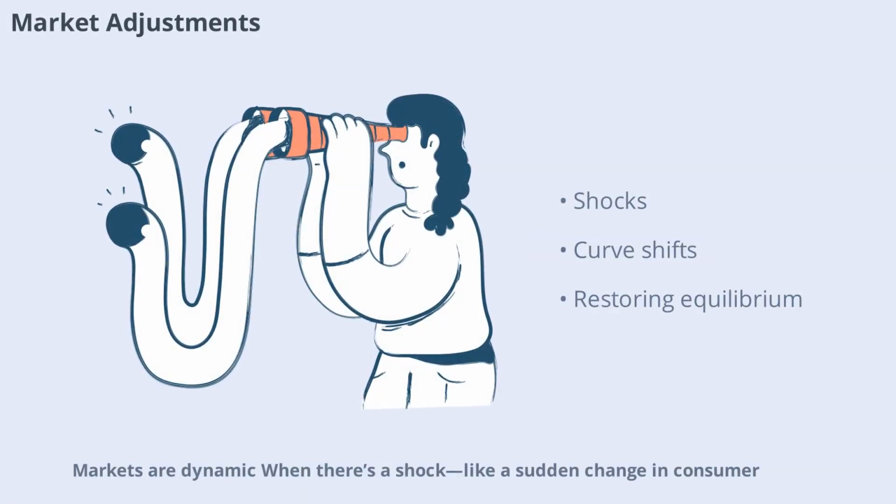Markets are dynamic. When there's a shock like a sudden change in consumer preferences or a natural disaster, demand and supply curves shift and prices adjust. Over time, these adjustments help restore equilibrium, though the process can be gradual.